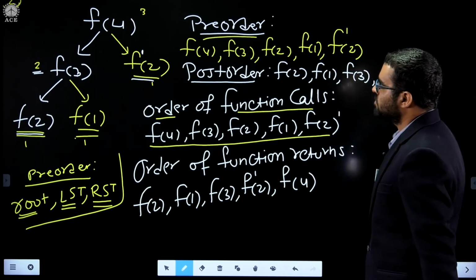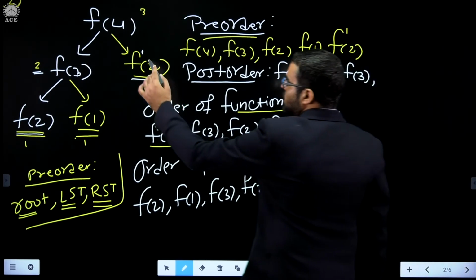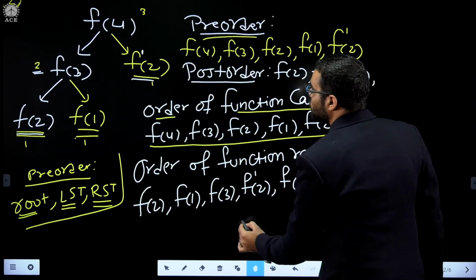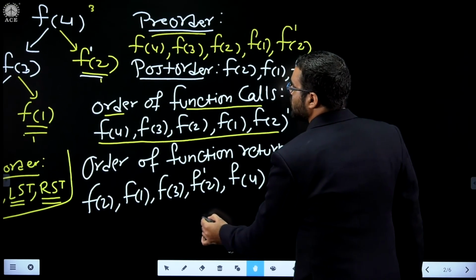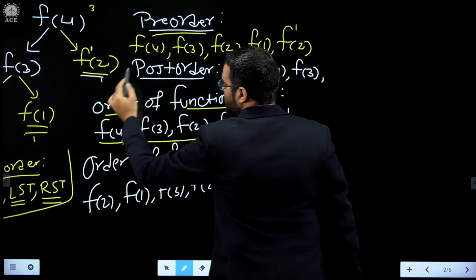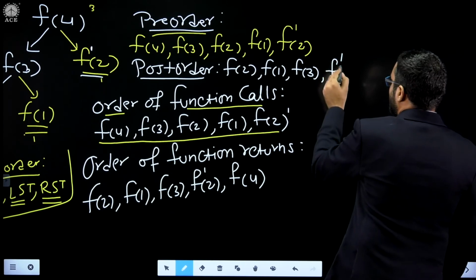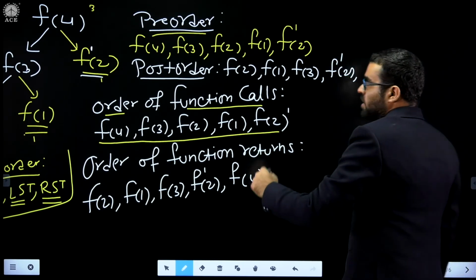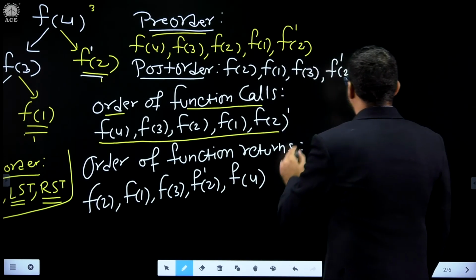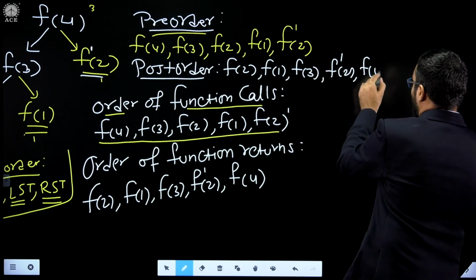So now we visit the right subtree of F4. Now we visit the right subtree of F4. So let's see, the right subtree of F4 we visit. So this F2, we print, and then finally we print the root node. Finally we print the F4. So finally we print F4.